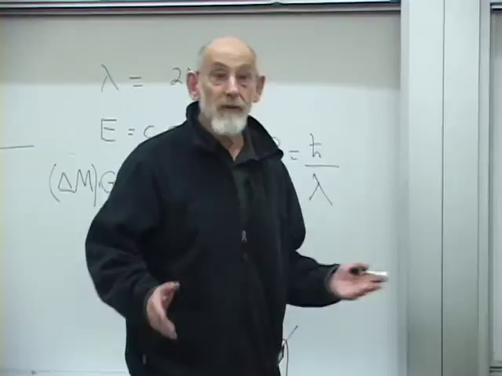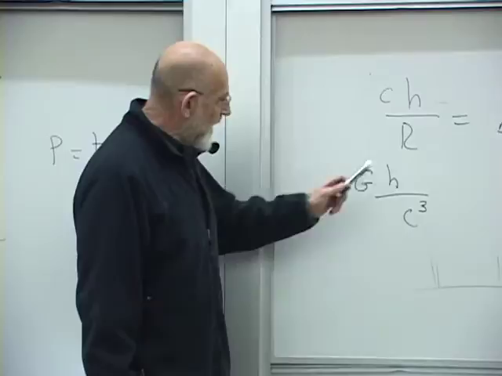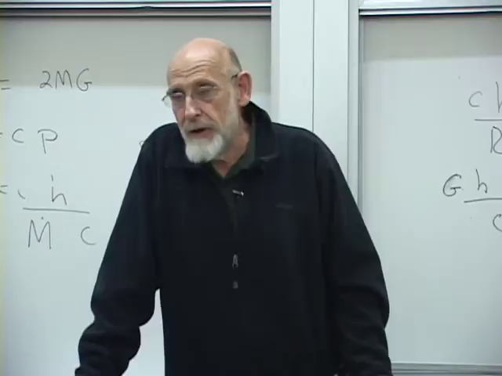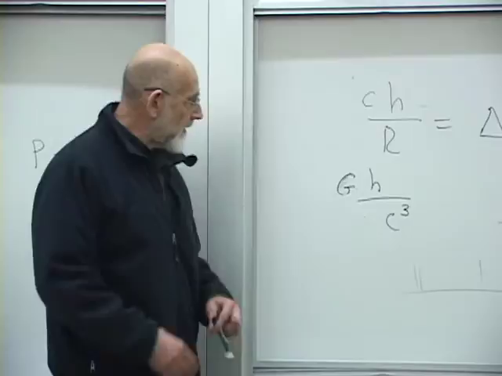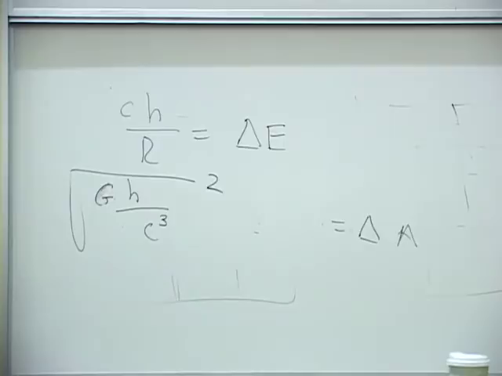In this case, you increase the area of the black hole by one unit, where unit means the area Għ over c cubed. Okay. This is a very small area. Every area is the square of some length, of course. So this is the square of some length. It's the square of the square root. This quantity has units of a length. It's called the Planck length. And it's very small. Let's see if we can estimate it.